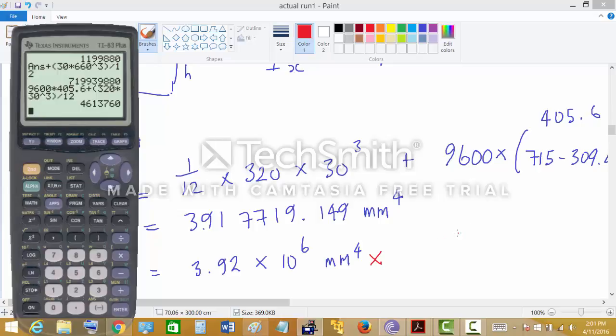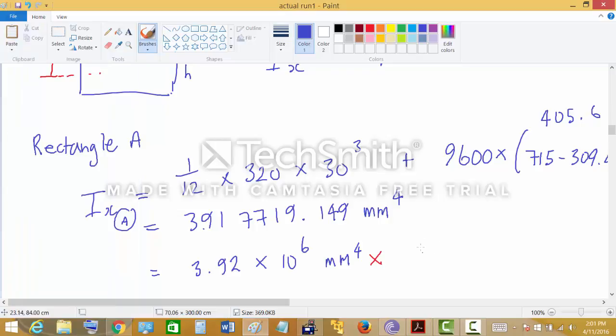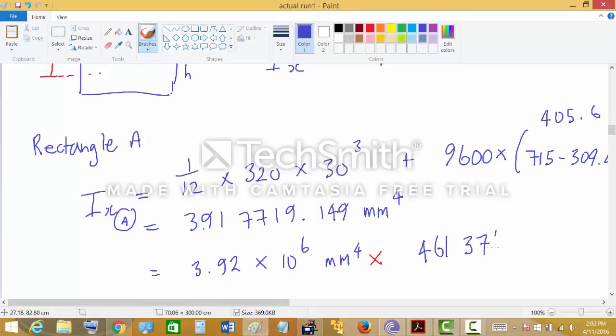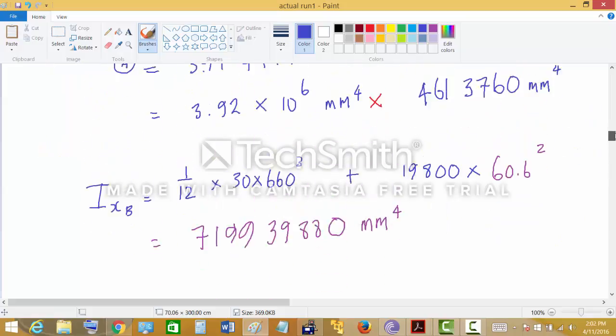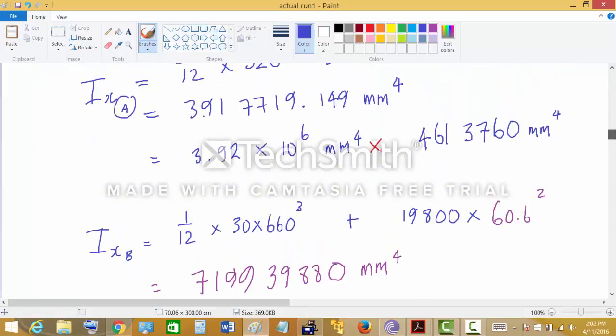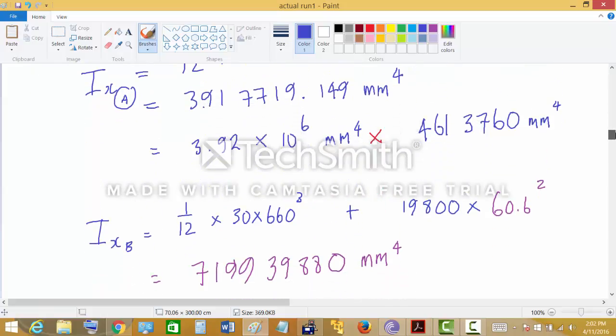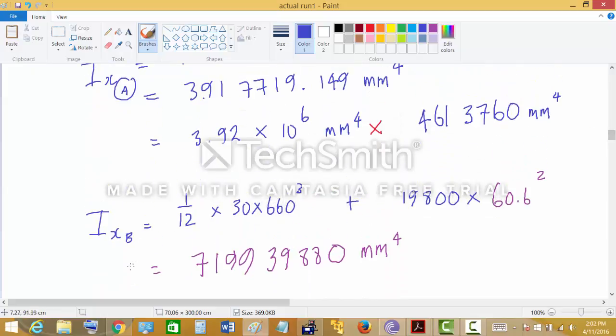4613760. 4613760. Okay, we'll leave it like that. Right, and we'll add them together and then write it in scientific notation afterwards. So that was area B.